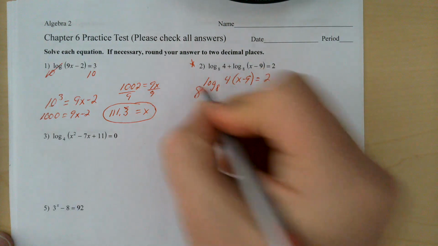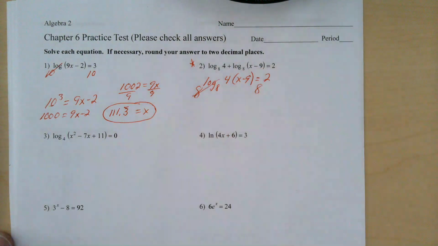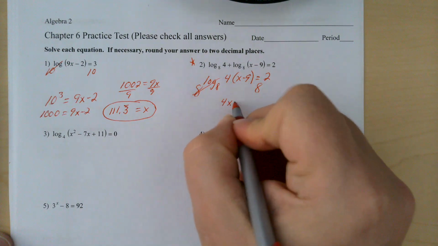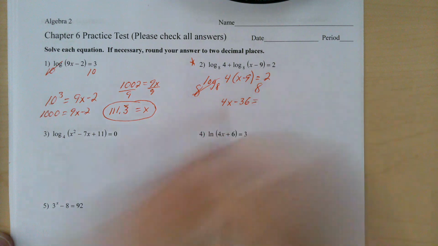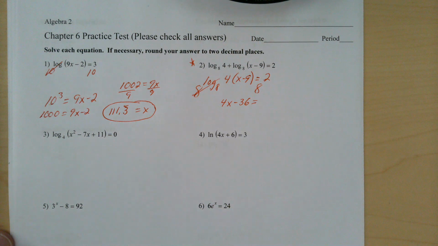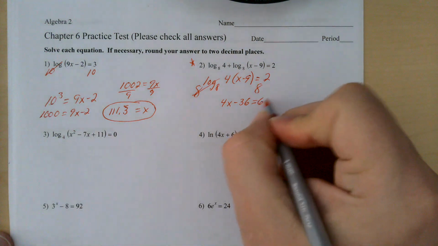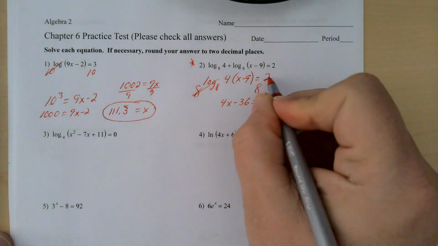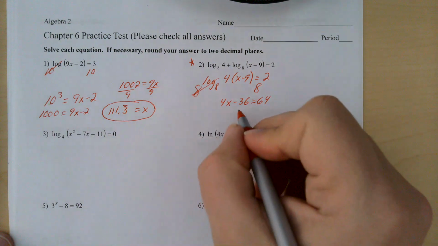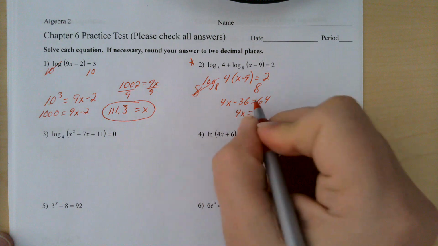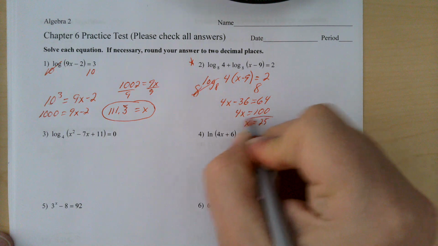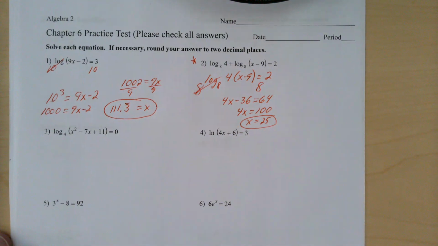To help us understand that, I'll do this exponentiating. That wipes out my log. I'll distribute the 4. We get 4x minus 36 equals. Now, make sure you realize it's 8 squared, so we get a 64. 8 is my base, 2 is my exponent. We get 64. And then from here, it's super easy to solve. We add 36, we get 100. We divide by 4, and you get an answer of 25.